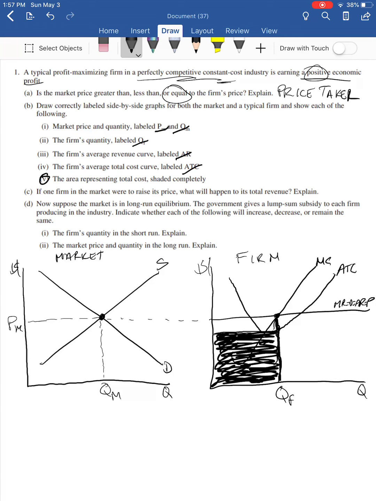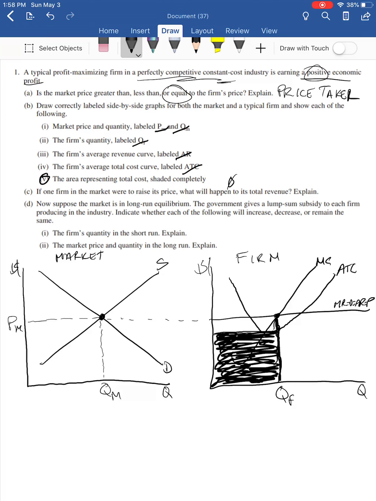All right, letter C. If one firm in the market were to raise its price, what will happen with total revenue? Explain. Well, total revenue would fall to zero. And the reason why is because they're price takers. These are all similar products, so if one firm raises their price in perfect competition, no one is willing to pay more than the market price for that good, so their total revenue would go to zero.